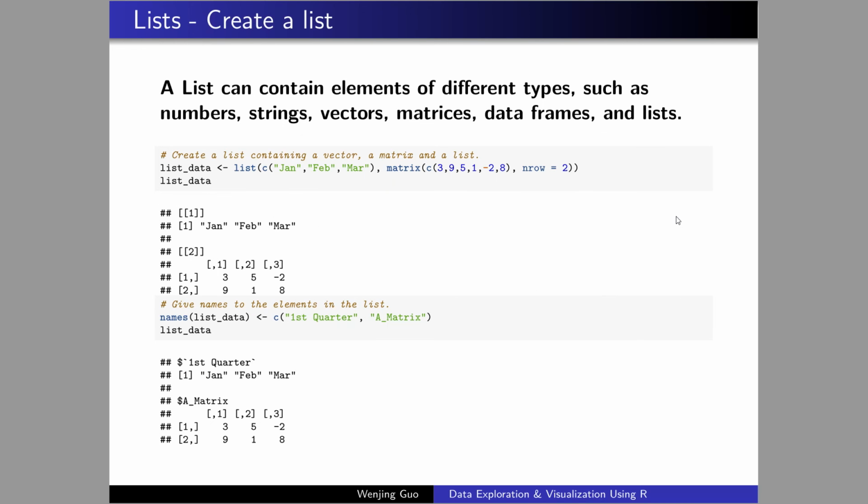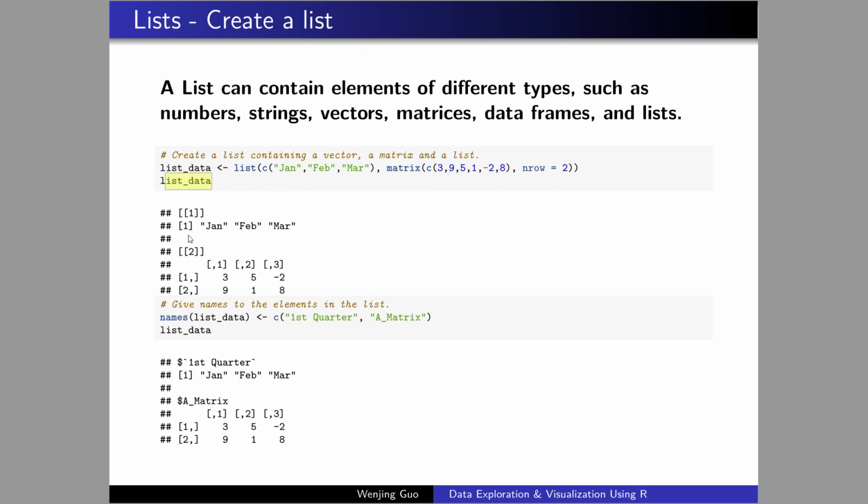The last data structure that I would like to introduce in this video is a list. Lists can contain different types of elements, such as numbers, strings, vectors, matrices, data frames, and lists. We can use the list function to create a list. For example, we would like to create a list named list_data. We can use the list function here. The first element of the list is a vector. The second element is a matrix. When you type list_data in R, it will return the list that we just created.